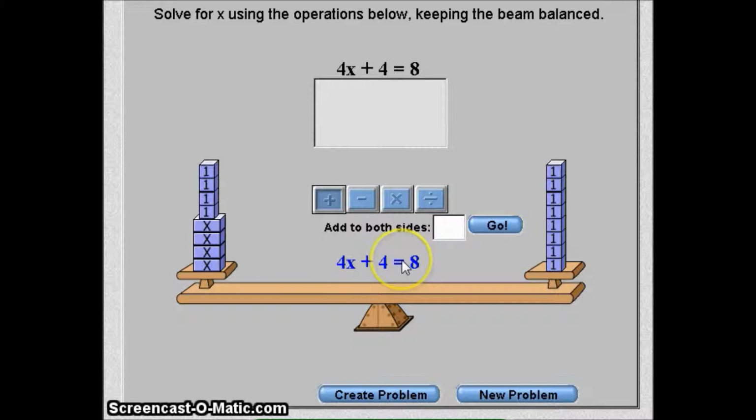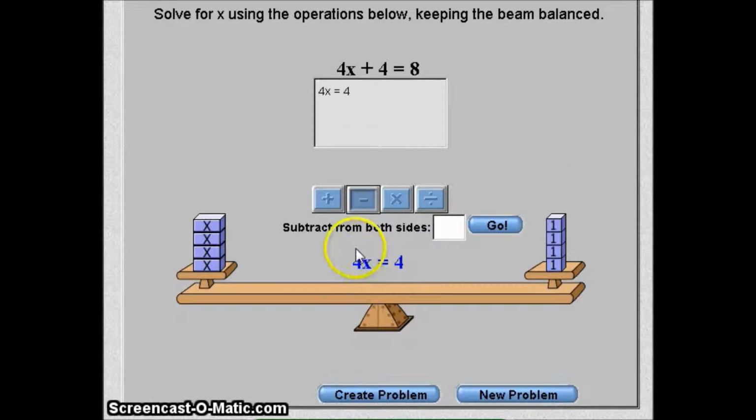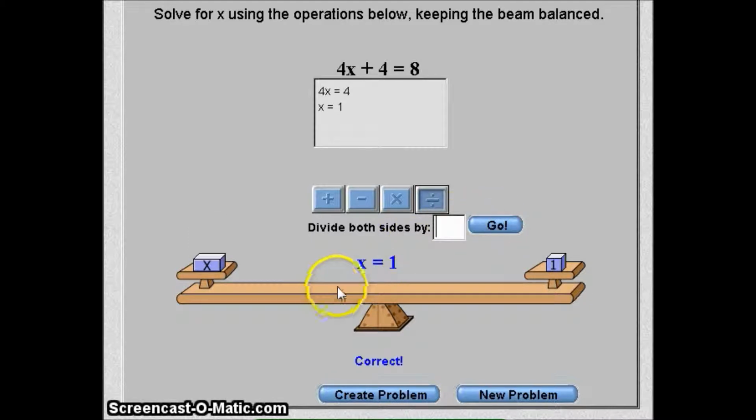So what do we need to do first? We have addition and we have multiplication. The inverse of addition is subtraction. The inverse of multiplication is division. Was your guess correct?